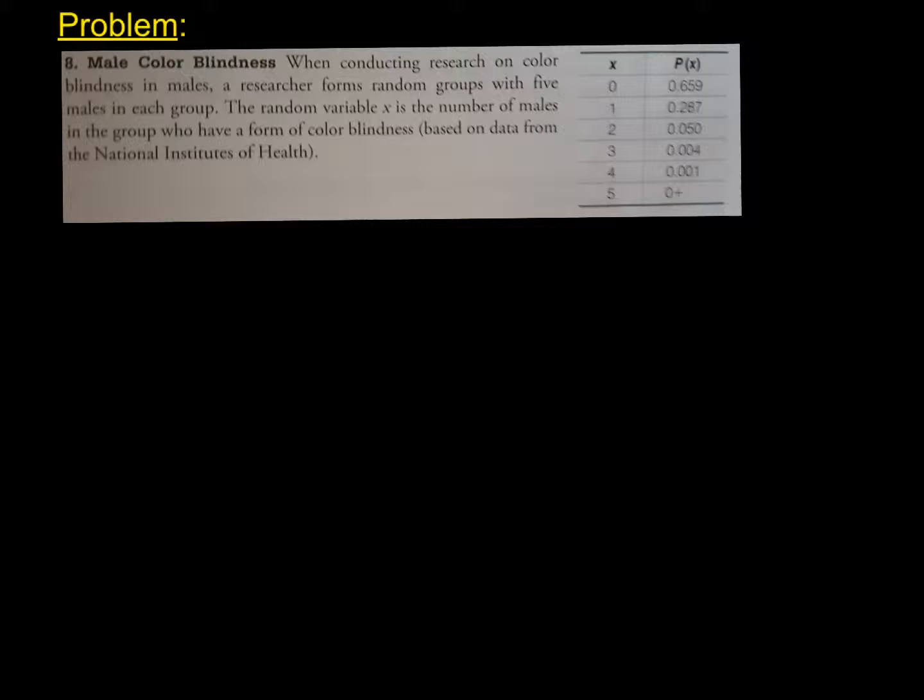So our problem today deals with male color blindness, and it is a discrete probability distribution, and it usually presents itself with this chart form. And the thing you want to make sure of with a discrete probability distribution is that this column right here, the P of X column, adds up to a total of 1 for a complete probability. If you're a little off in either direction, 0.999 or 1.01, that's fine too, that's a rounding error.